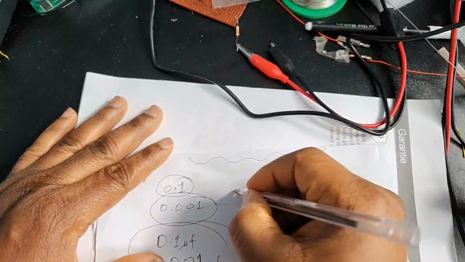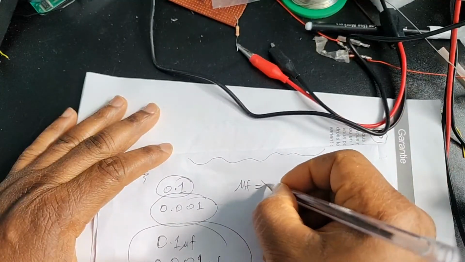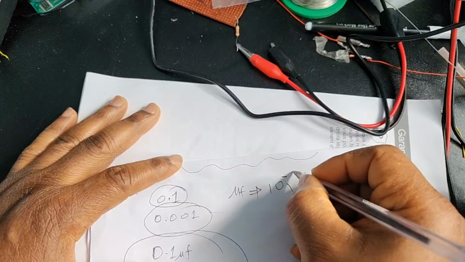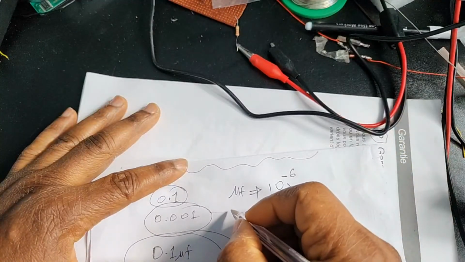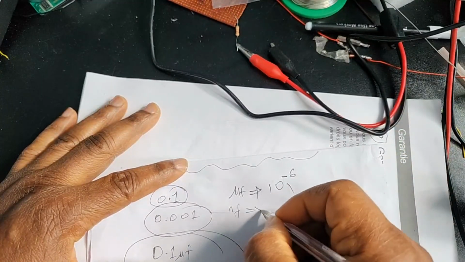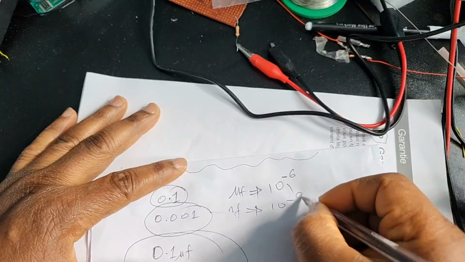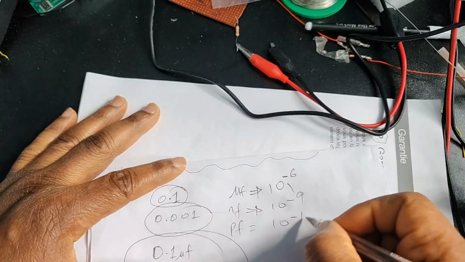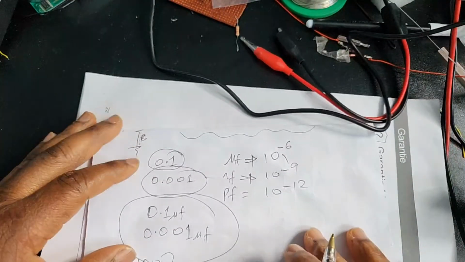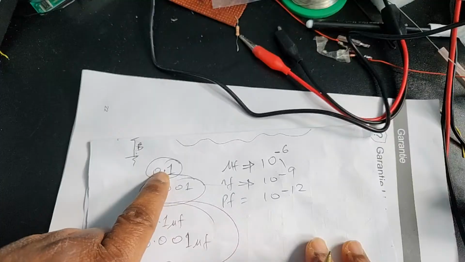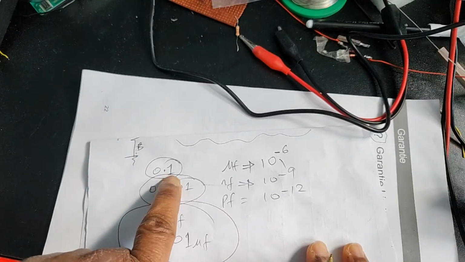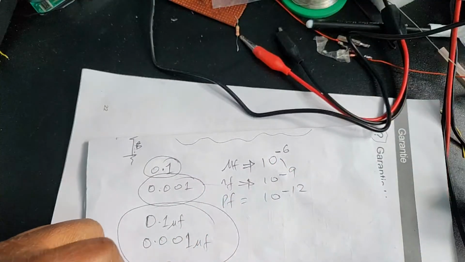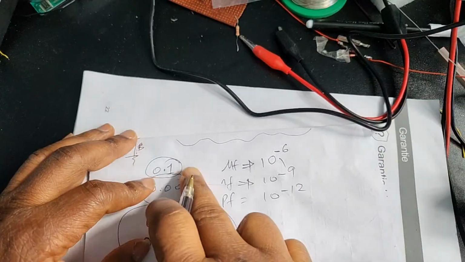So micro is the same as 10 to the power of minus 6. Nanofarad is 10 to the power of minus 9. Picofarads is 10 to the power of minus 12. So when you see numbers like 0.1, you want to write out the unit and then you convert it to picofarads, right?